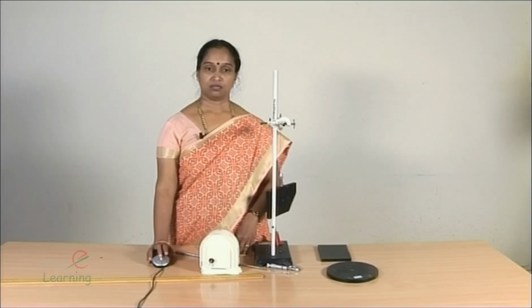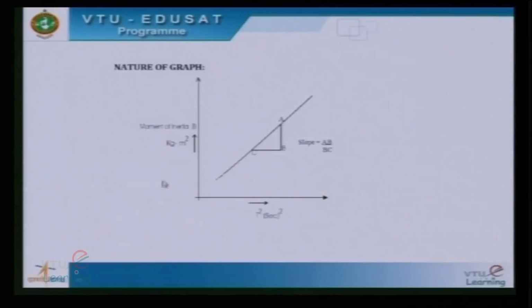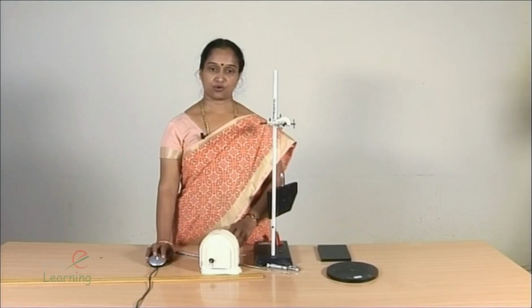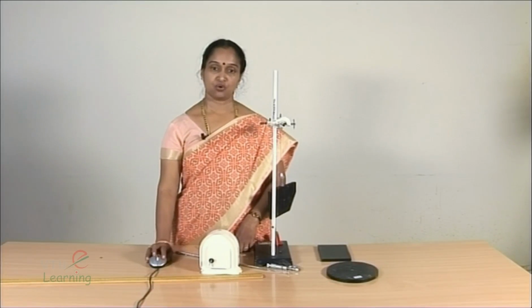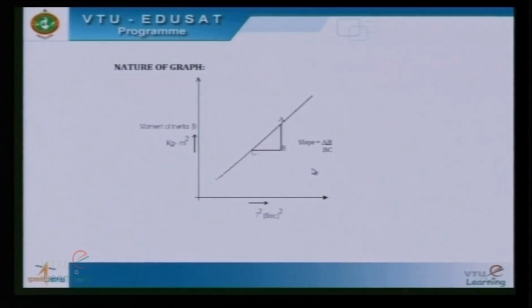Now, a graph is plotted between moment of inertia and square of the time period of regular objects, which shows a straight line, which reveals that I, the moment of inertia of a regular object, is always proportional to the square of the time period of the corresponding object. Slope is evaluated, which gives the I by T square ratio.